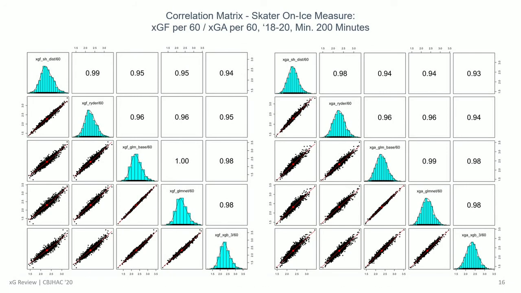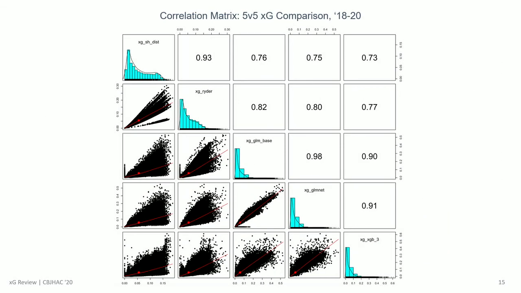All right, so now we're going to get into some comparisons of the models. I skipped ahead, I think. Yes, I did. All right, so this is a correlation matrix of all of the shots in our out-of-sample data set, so in the 18-19 and 19-20 seasons. And this is comparing, at a shot level, what the models look like.